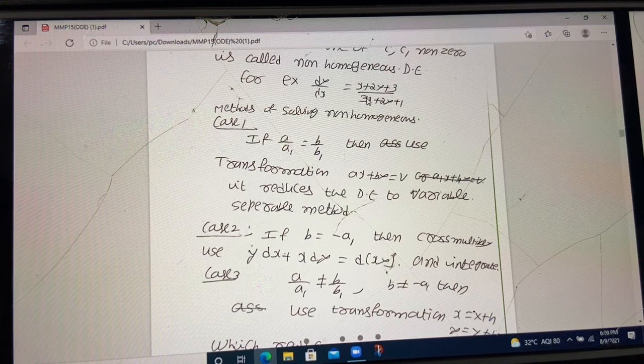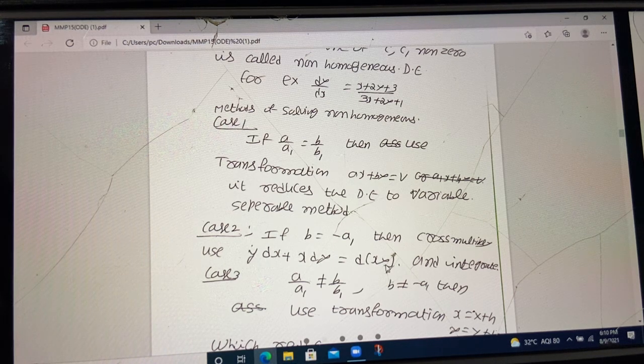Sometimes b equals minus a1. This is b, this is a1. b equal to minus a1. Then the rule is: cross multiply, jumble the like terms, and then integrate. That is how we solve it. Here we don't apply any transformation. If it is a equal to minus b1, we cannot apply. Only b equal to minus a1. These two should be equal in value, opposite in sign. Then only we can apply this technique.